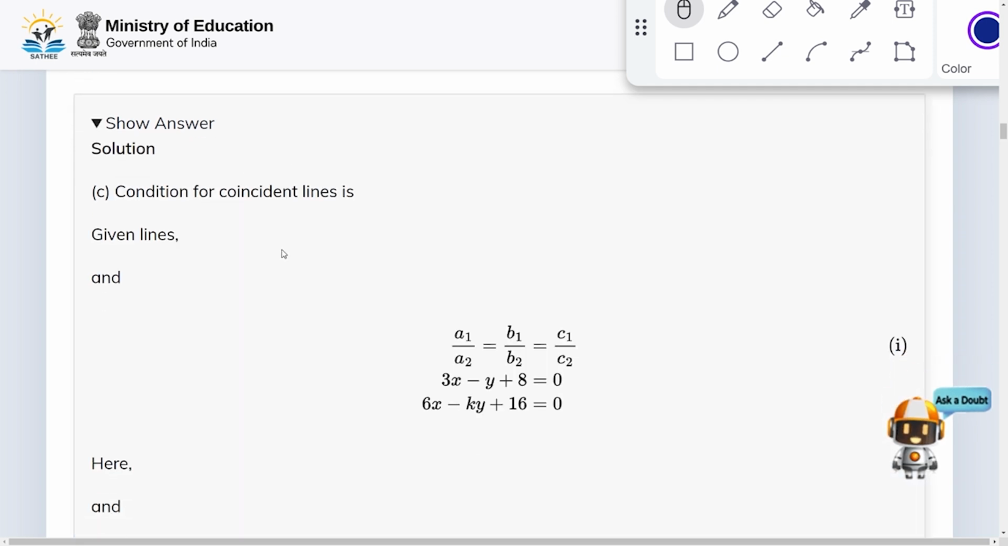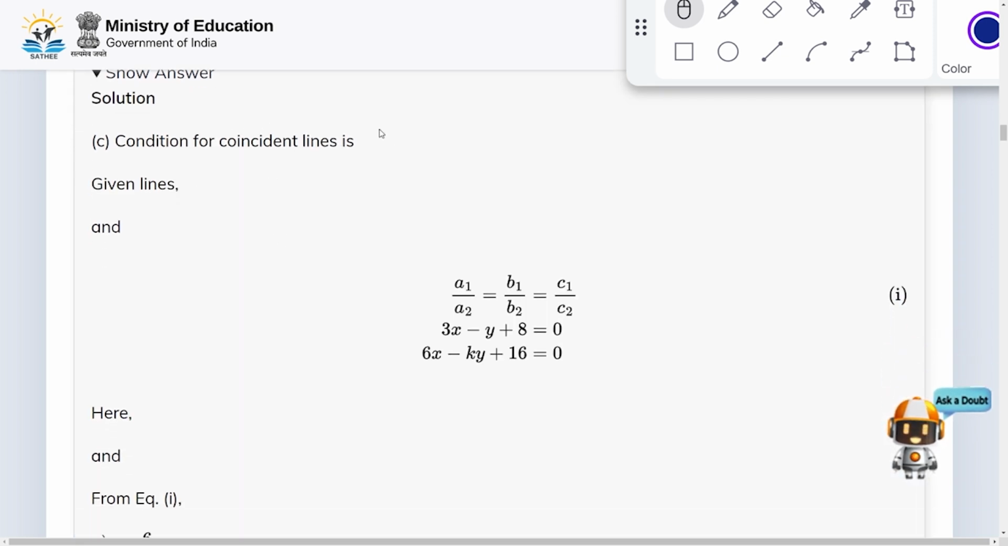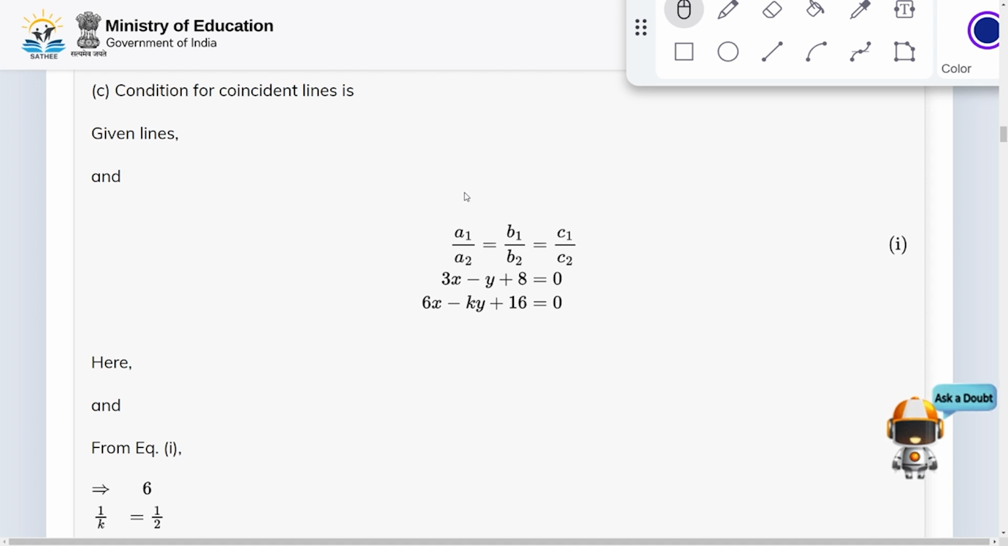You can solve this by using this approach. The condition for coincident lines is A1 by A2 is equal to B1 by B2 is equal to C1 by C2. Here A1, B1, C1, A2, B2, C2 are the coefficients of the general form of the pair of linear equations A1x plus B1y plus C1 is equal to 0 and A2x plus B2y plus C2 is equal to 0. So the condition for coincident lines is A1 by A2 is equal to B1 by B2 is equal to C1 by C2.